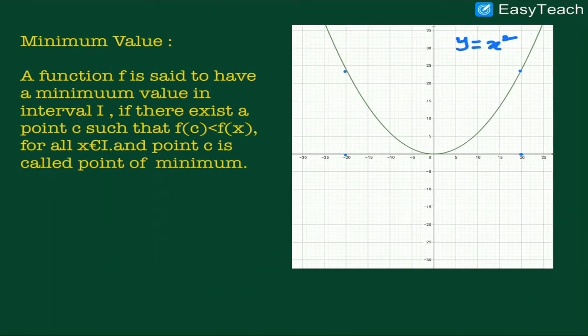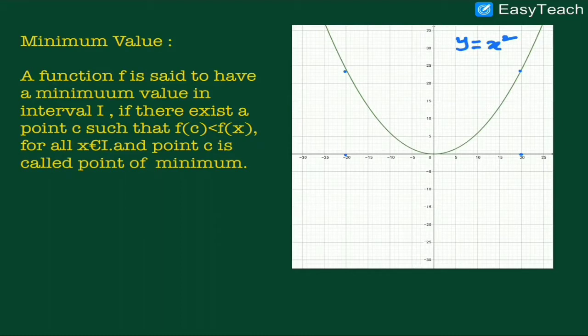Let's see the definition of minimum value. A function f is said to have a minimum value in the interval I if there exists a point c such that f(c) is less than f(x) for all x belonging to I, and the point c is called the point of minimum.